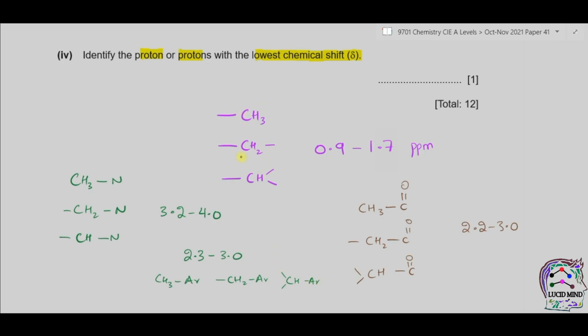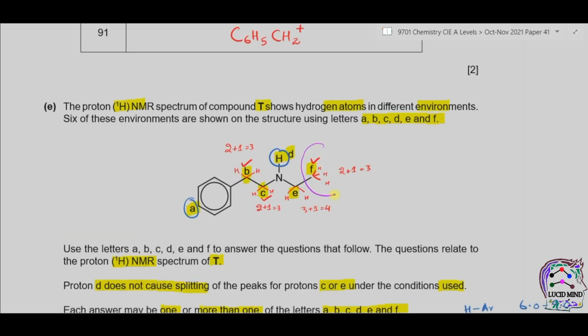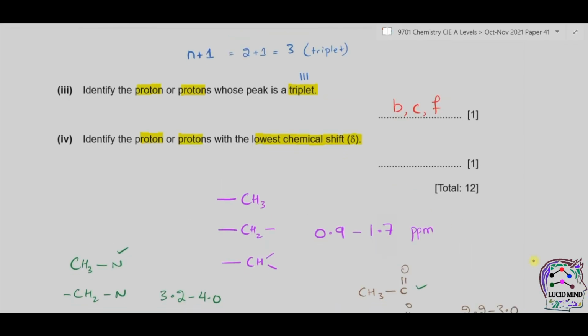Now let's look at the structure in order to find the carbon atoms that are away from the electronegative element, and also away from the aromatic ring or carbonyl carbon. Now in this structure we can see that F is attached to CH2, which is attached to nitrogen. So F is further from nitrogen, which is an electronegative element, and CH2 is nearer to the electronegative element. This CH2 is also nearer to the electronegative element, and this B is nearer to the aromatic benzene ring. So therefore F is the one that will give the lowest chemical shift value. So protons attached to F will give the lowest chemical shift values.